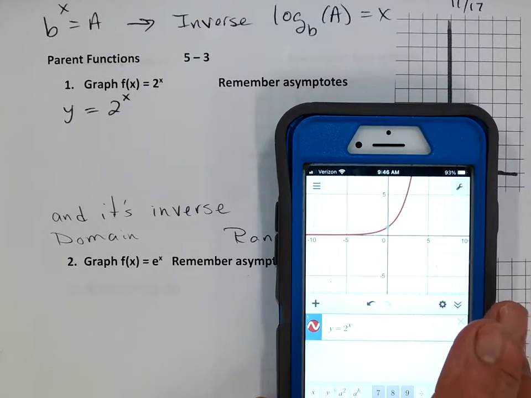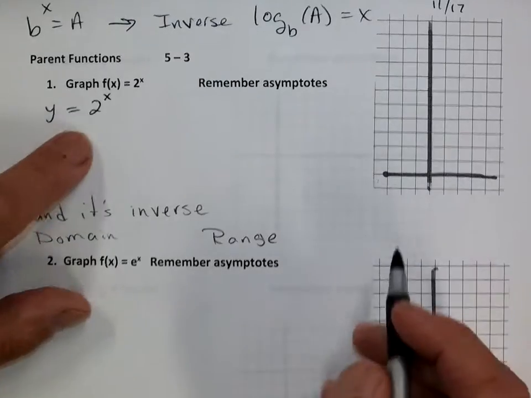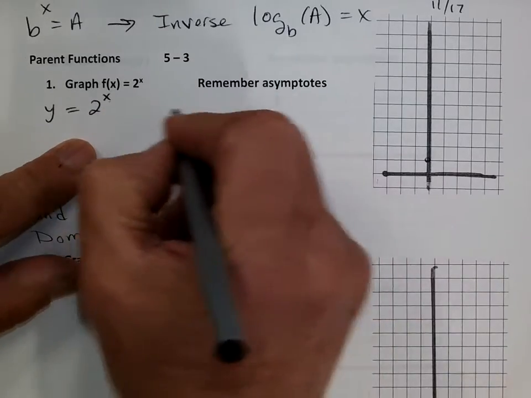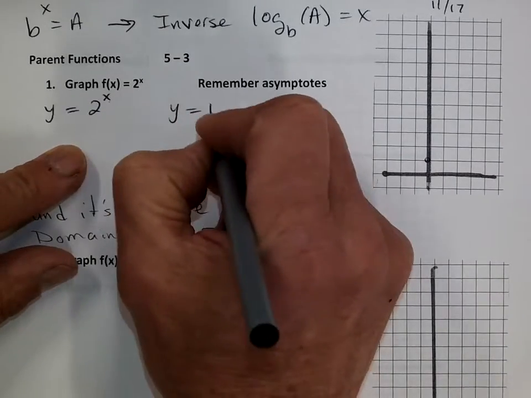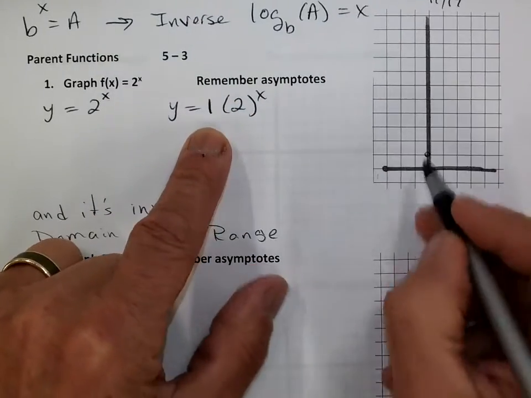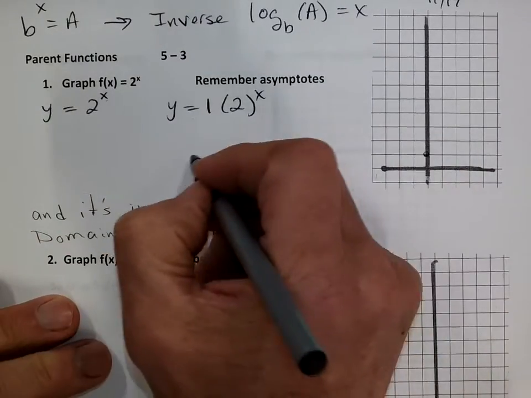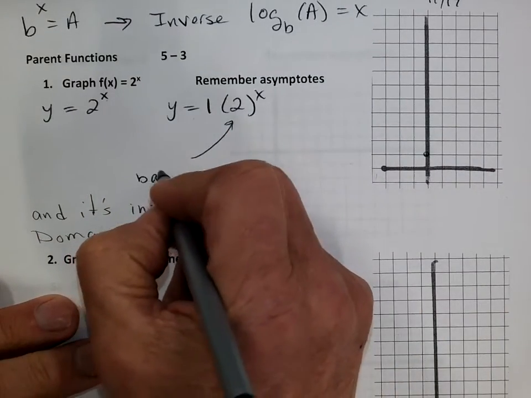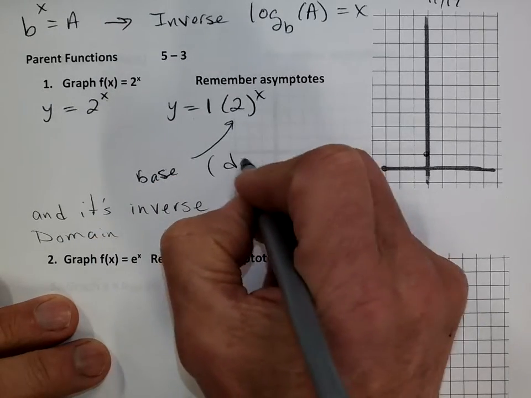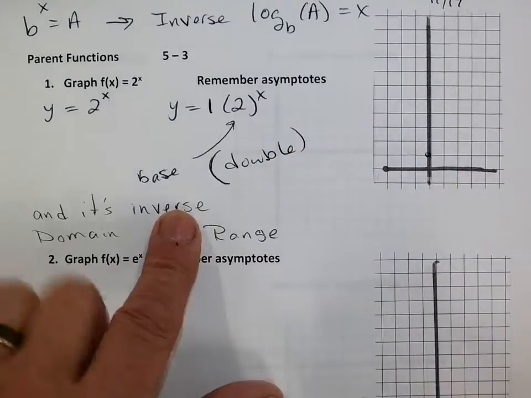And it is exponential. Some of the things I know about this graph, though, I know, for instance, anything to the 0 power is going to be 1, so it has to go through 1. We could rewrite this as y equals 1 times 2 to the x, so we know the y-intercept must be 1. And my base is 2, so it's going to double. Okay.